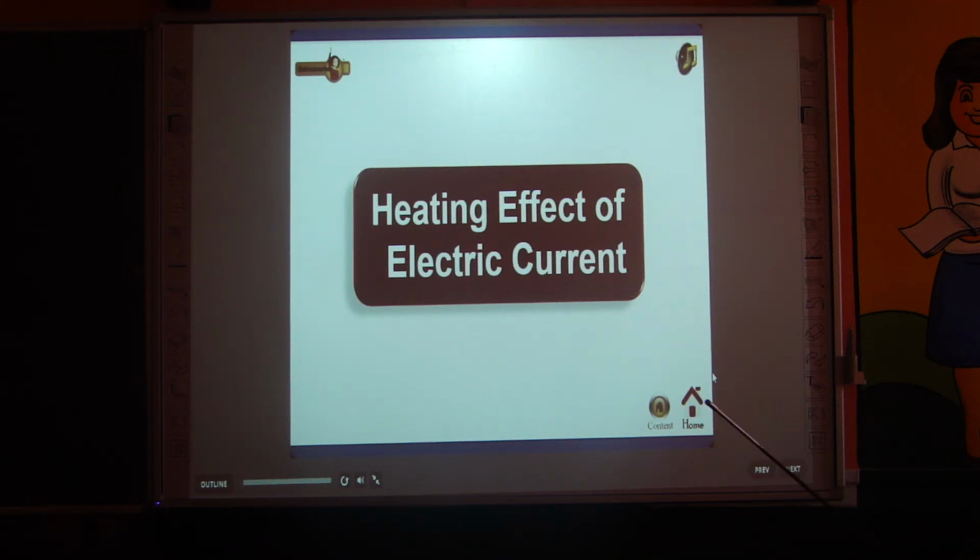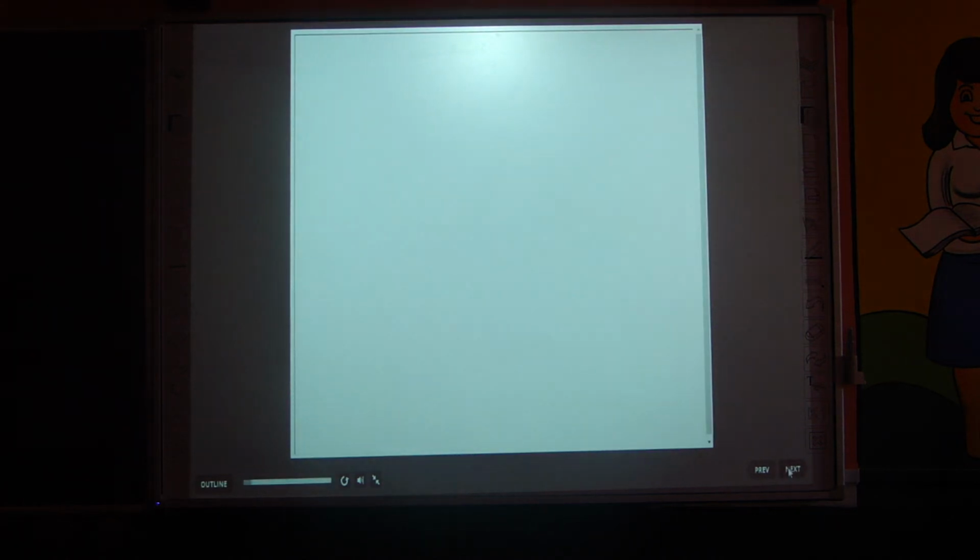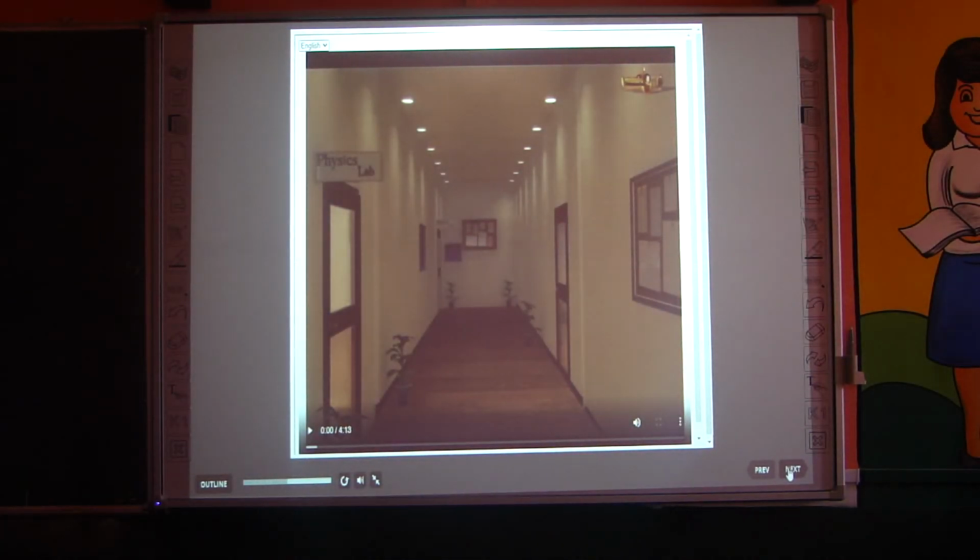Okay, so now we will discuss the topic heating effect of electric current. It is nothing but this: if a current is passed through a metallic conductor, heat will be produced. That effect is called the heating effect of electric current. Let us see one video about this heating effect of electric current. See the video carefully, children.